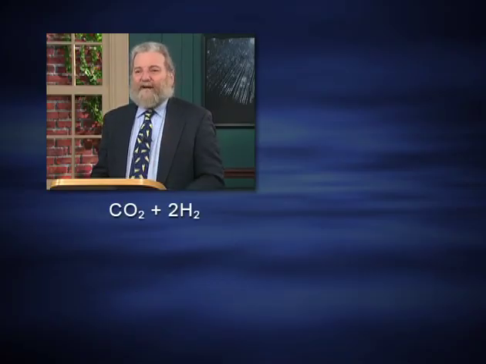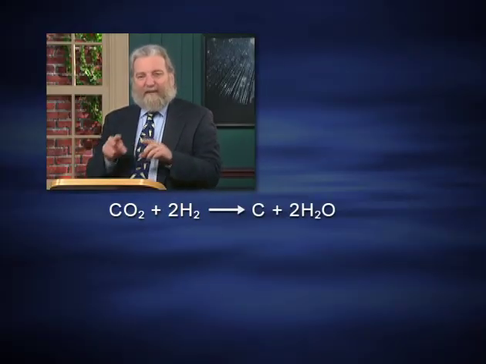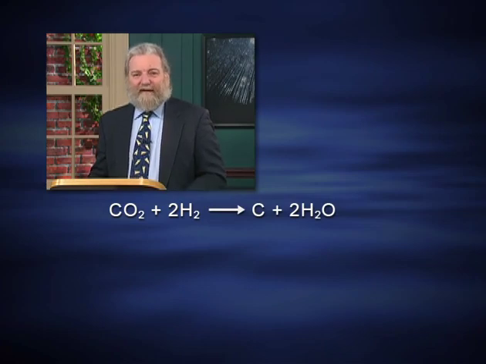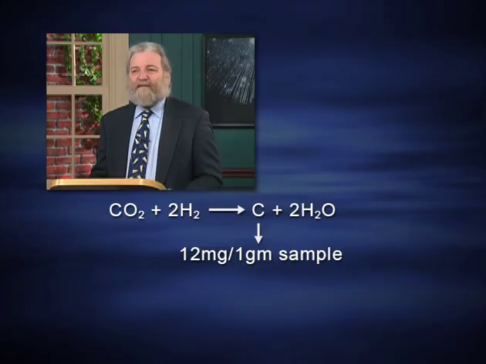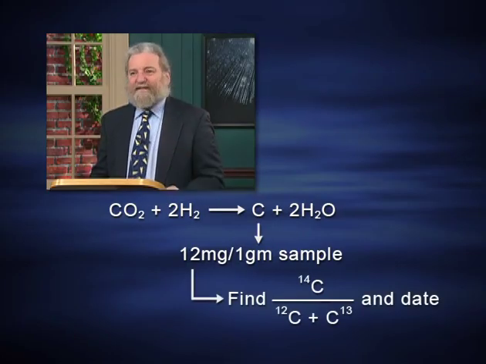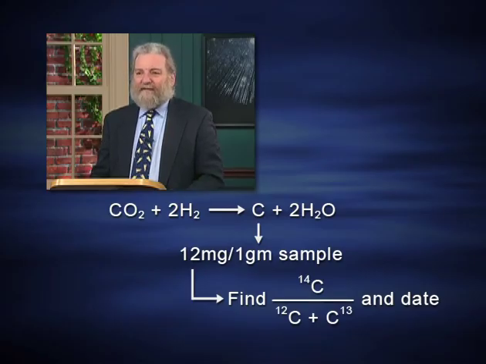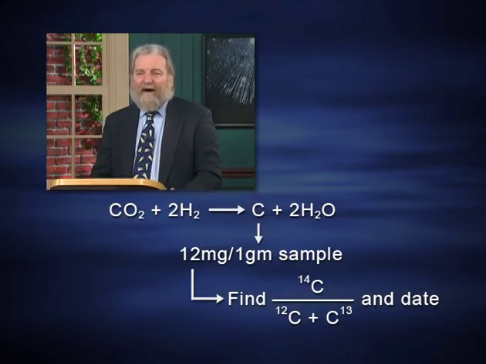You add to the carbon dioxide hydrogen gas, and that makes H2O, the oxygen goes with the hydrogen, and the pure carbon is left behind. Typically, this process yields about 12 milligrams, 12 thousandths of a gram of carbon for every gram of material that you put in. You then use this pure carbon from the substance itself for carbon-14 dating, which we'll explore in detail next time.